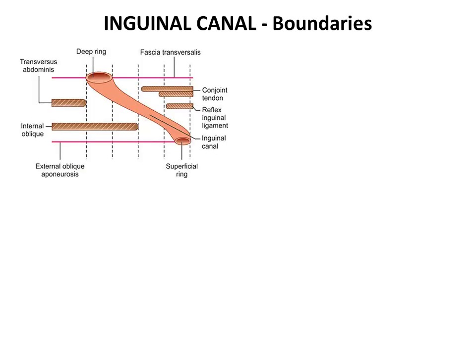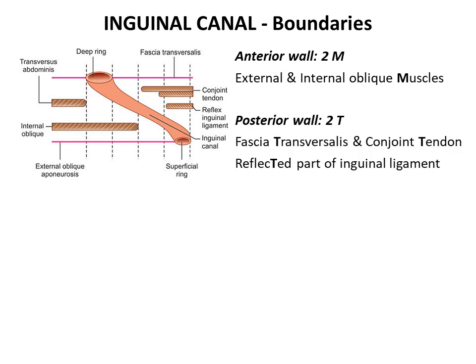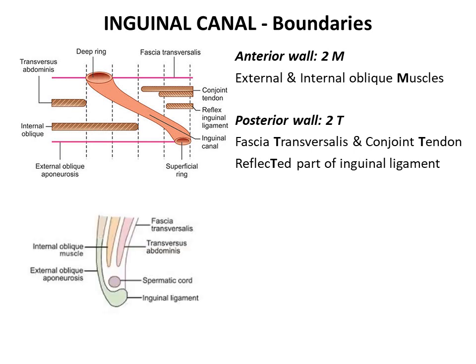This is a diagrammatic representation showing the anterior and posterior walls of the inguinal canal. To revise, anterior walls contain mainly two muscles, the external and internal oblique muscles. The posterior wall contains the fascia transversalis and the conjoint tendon. Medial 1/4 also contains the reflected part of the inguinal ligament.